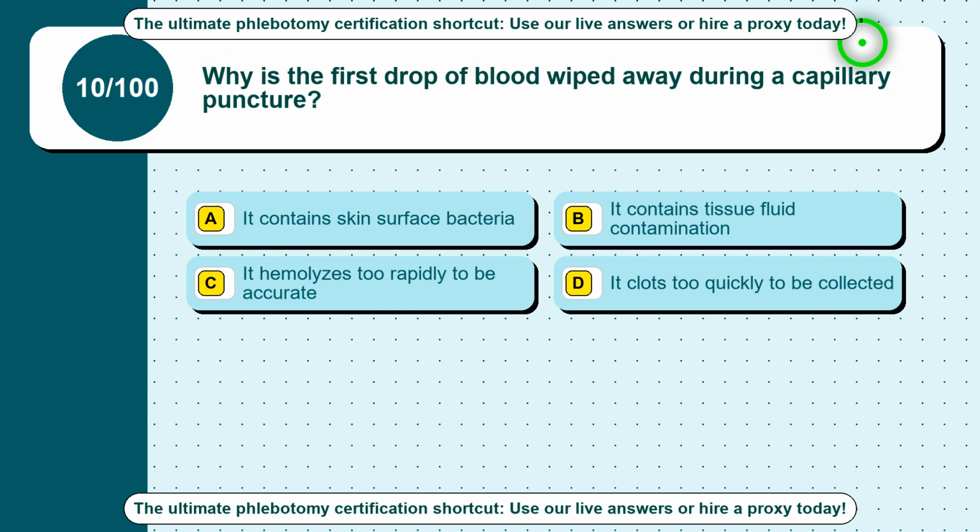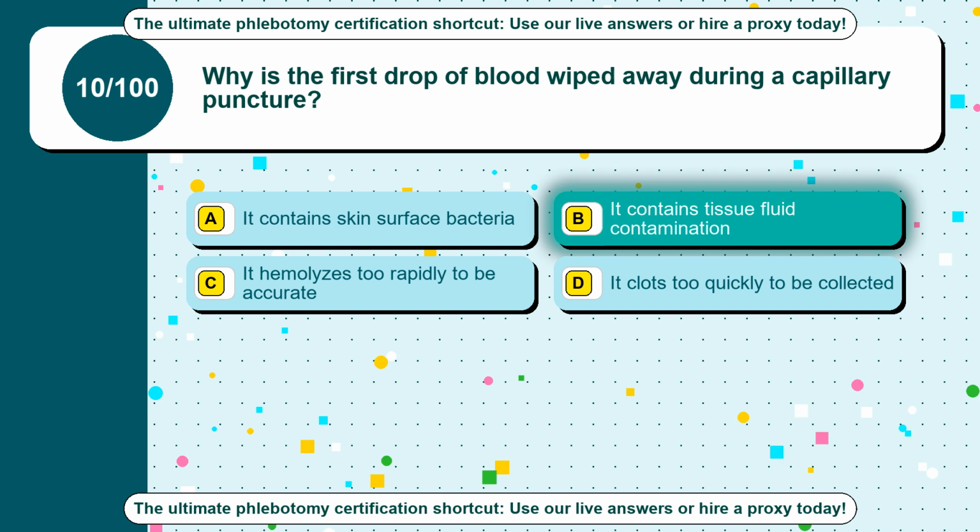Question 10. Why is the first drop of blood wiped away during a capillary puncture? Option A, it contains skin surface bacteria. Option B, it contains tissue fluid contamination. Option C, it hemolyzes too rapidly to be accurate. Option D, it clots too quickly to be collected. The correct answer is option B, it contains tissue fluid contamination.